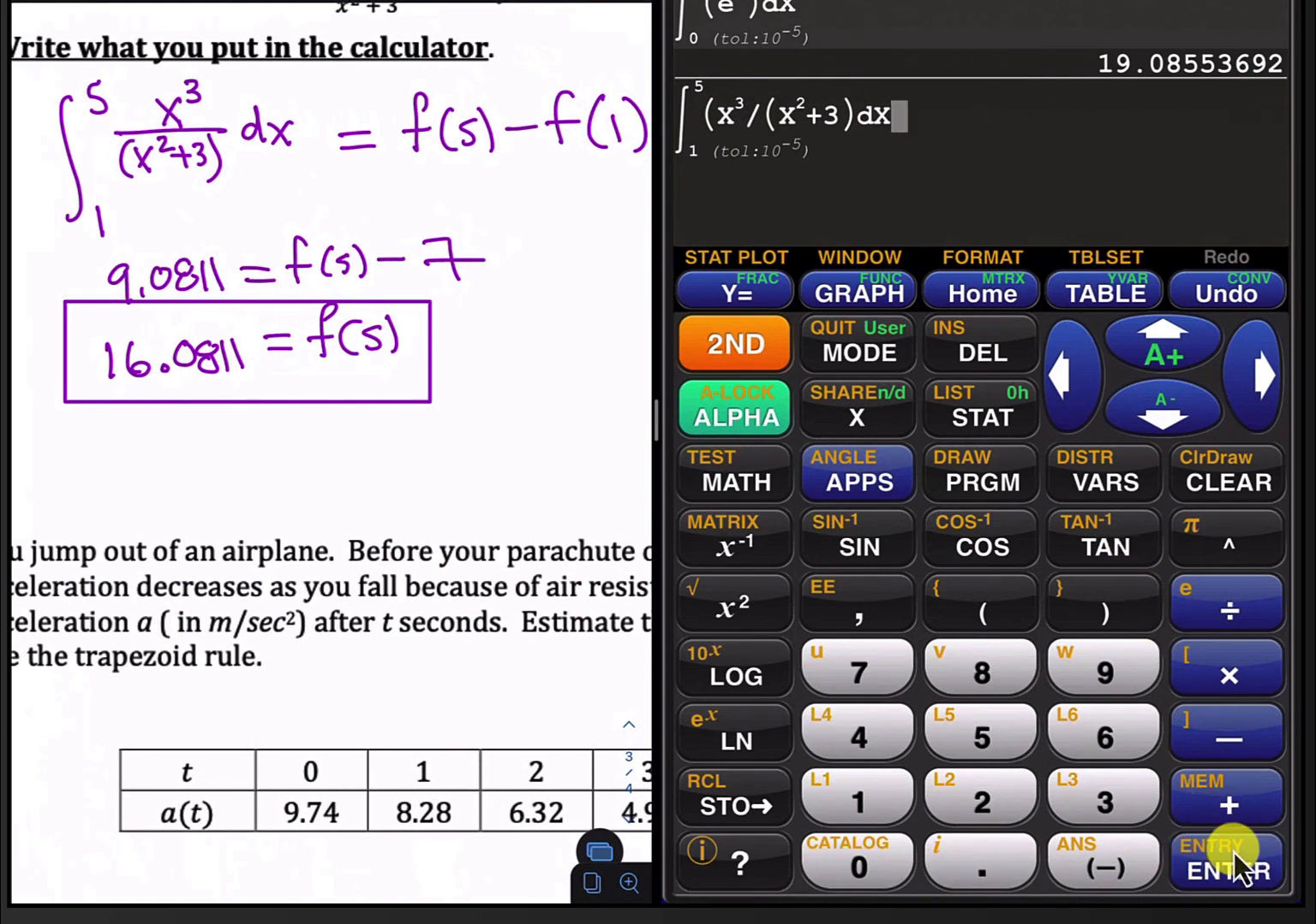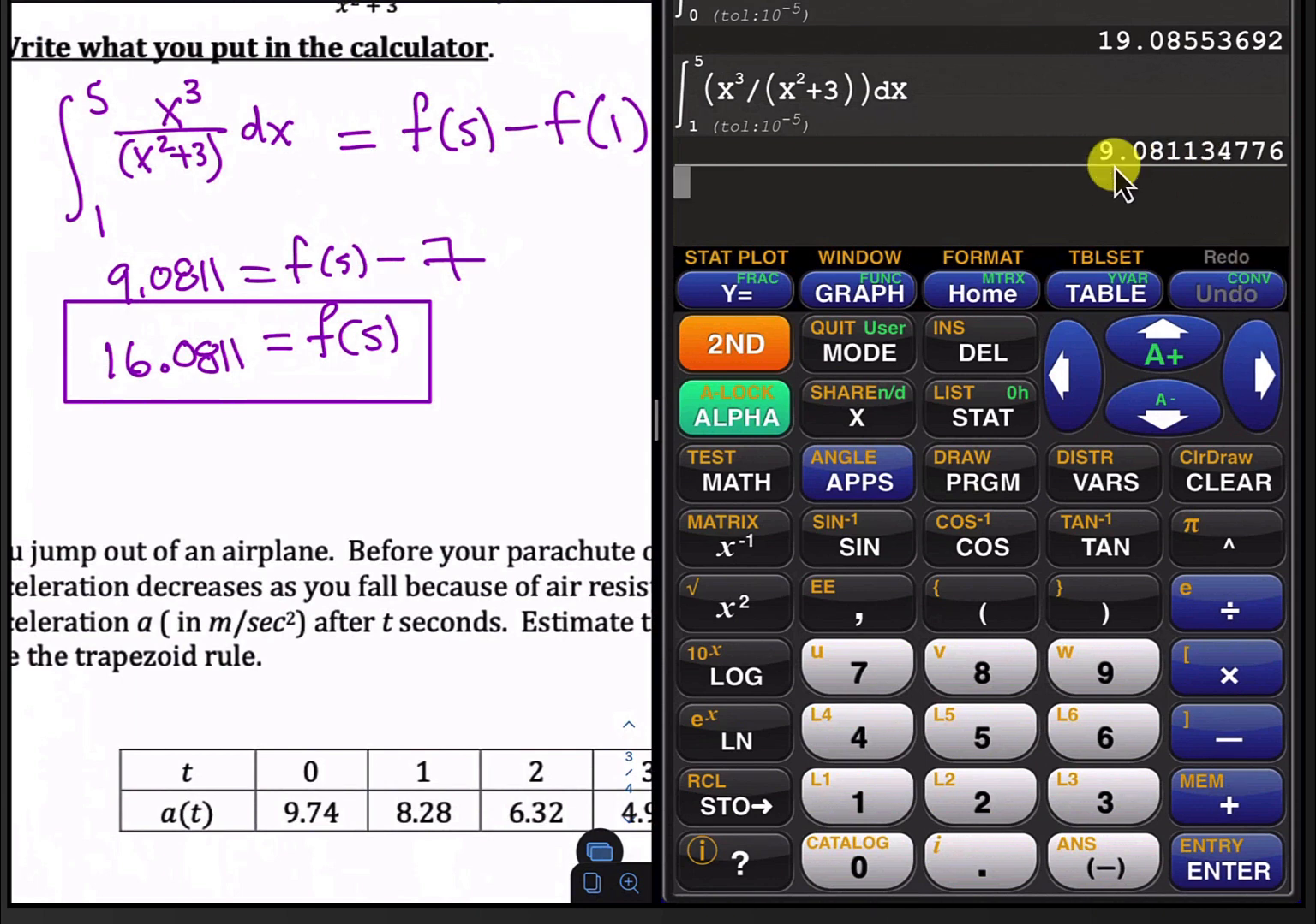All right, let's press the enter button. And that is the value of this integral. So over here we can replace this integral with the value of 9.0811. Now we know that this definite integral is equal to f of 5 minus f of 1, because f is the antiderivative. You just plug in the upper limit of 5 first, then the lower limit of 1, and subtract. Well, we know that f of 1 was given to be 7. So 9.0811 is equal to f of 5 minus 7.